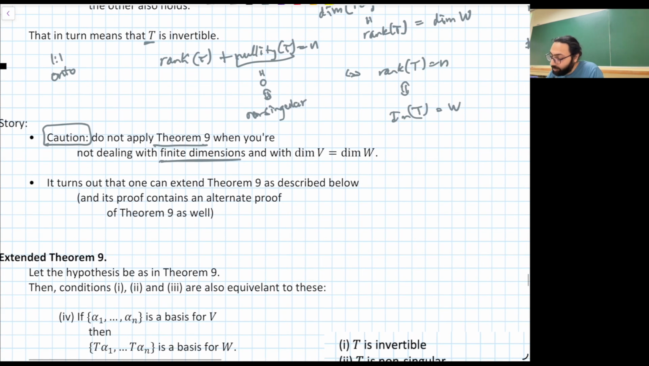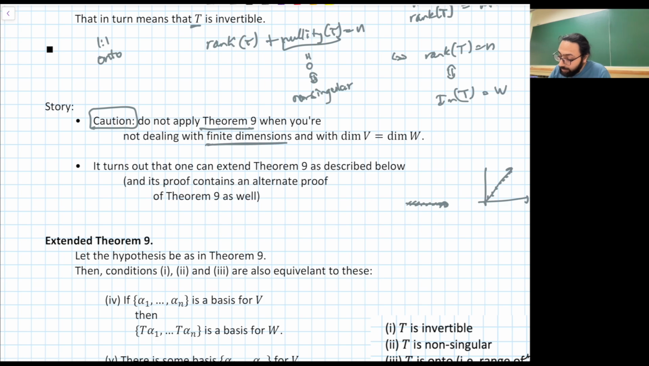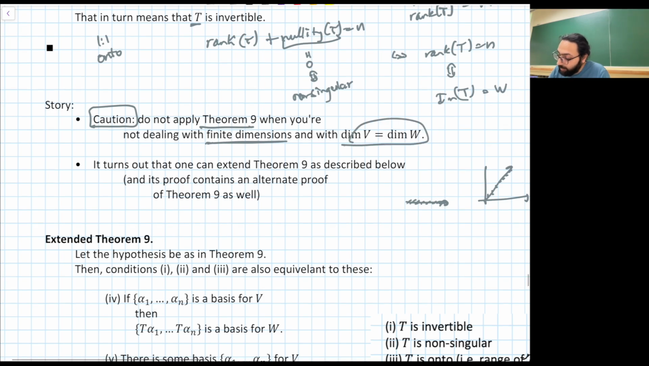For example, if you're going from one dimension to a line in two dimensions, suppose these are your vectors here. If you map them to vectors in two dimensions like that, it obviously doesn't span the set. So you'll not have onto. So these are the two things: finite dimensions, and the dimensions of V and W have to match.